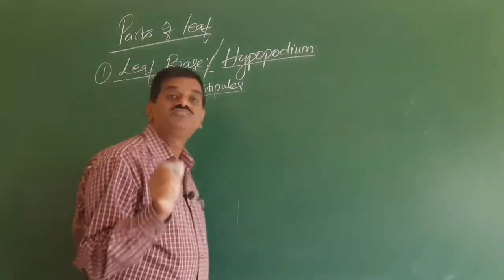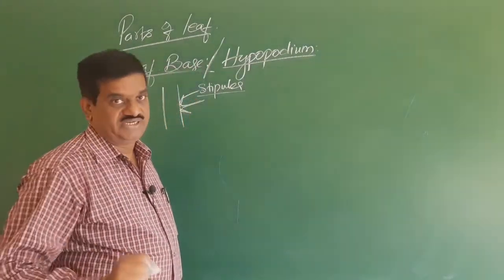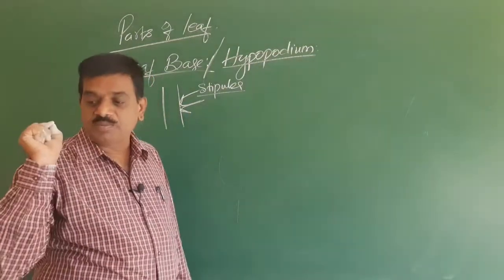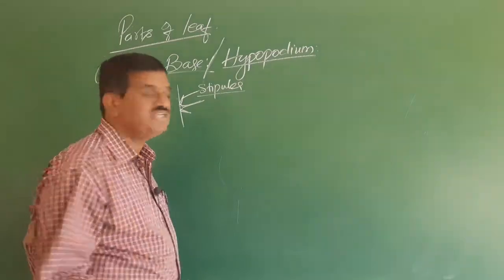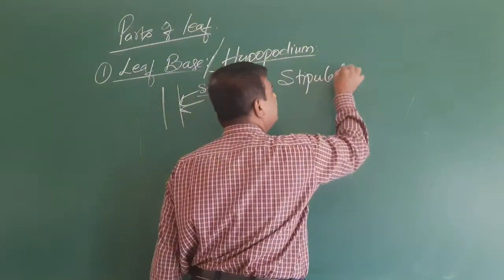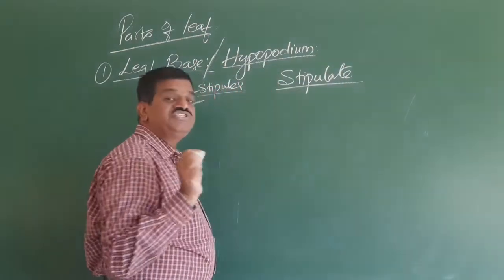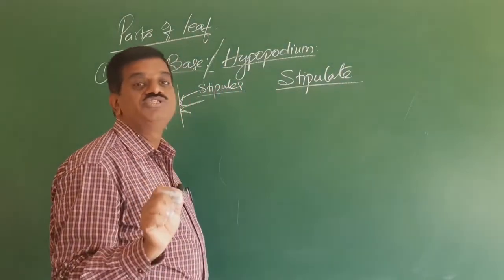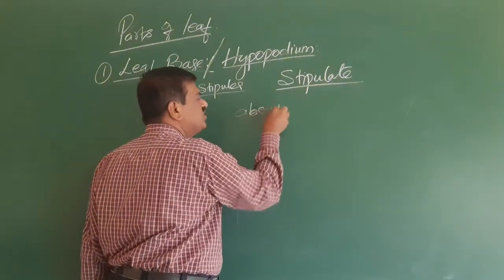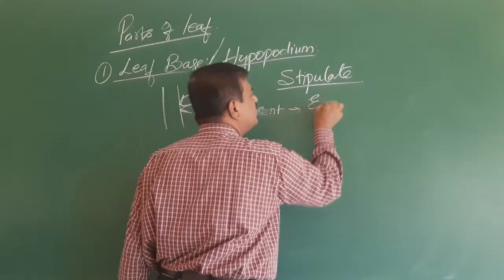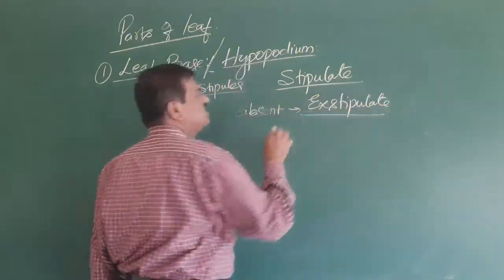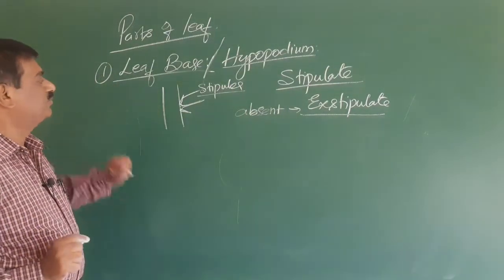Just remember, in a plant, near the leaf base, if stipules are present, we use the word stipulate. This is important. If stipules are absent, we use the word ex-stipulate. That should be remembered.